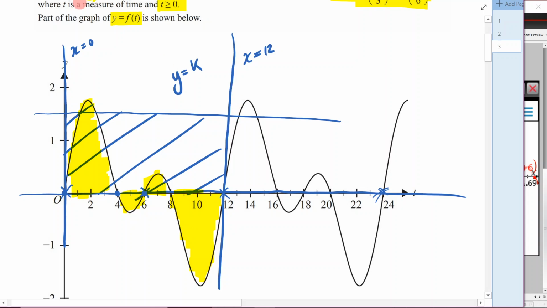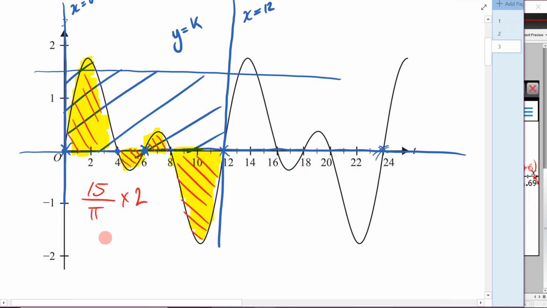Now we know that the area of this section and this section is going to be 15 on pi. That's what we found in a previous part. So now if I want to add on to that these two sections, I'm simply going to double it. So I'm going to times that by 2. So it's going to be 30 over pi.